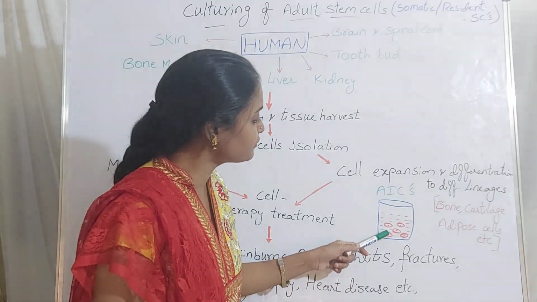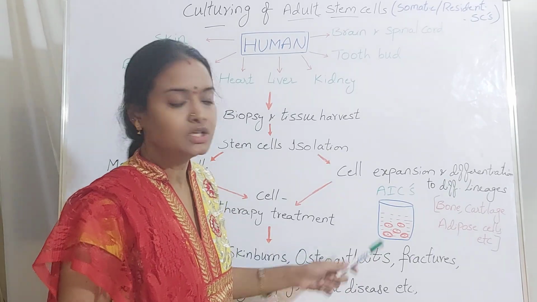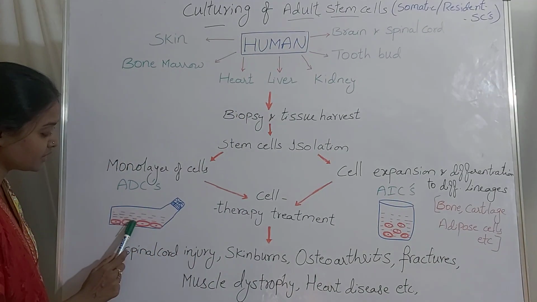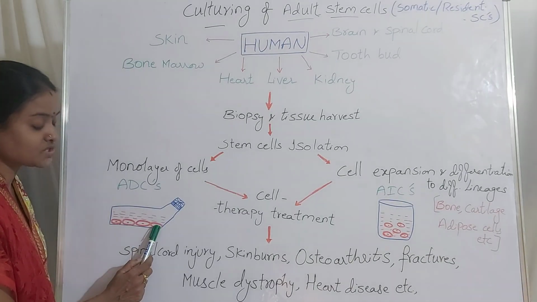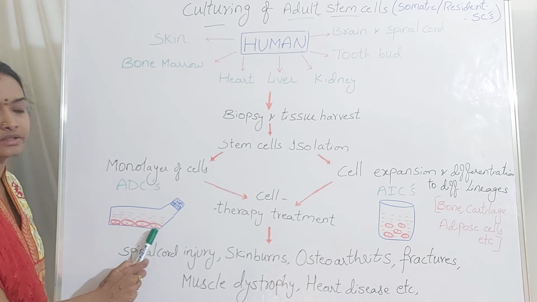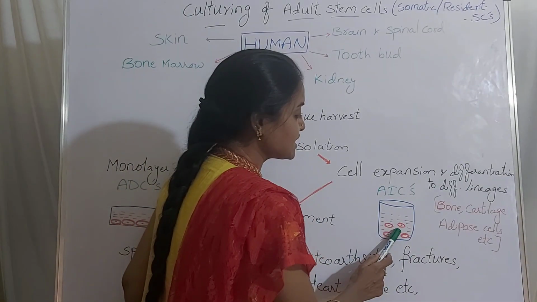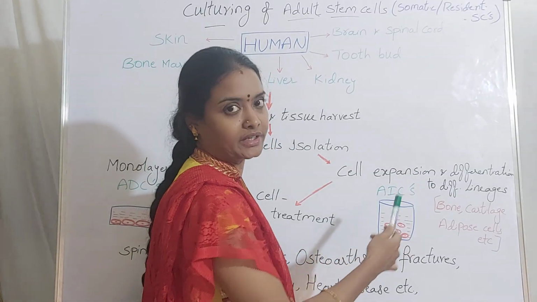They are freely suspended in the animal tissue culture media. You can see here anchorage dependent cells, they are adhered to the substrate, right? They get adhered to the substrate, then only they grow as monolayer. Whereas here after inoculation, the inoculated cells are freely suspended in the media and then they divide, right?